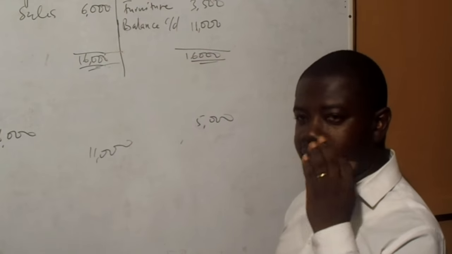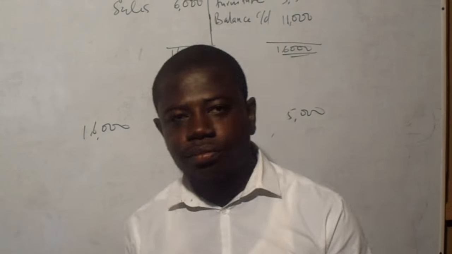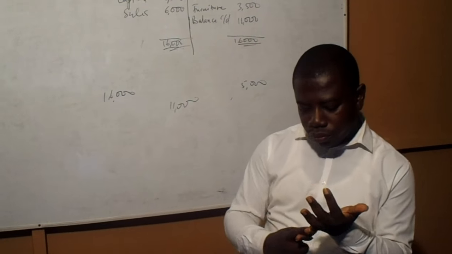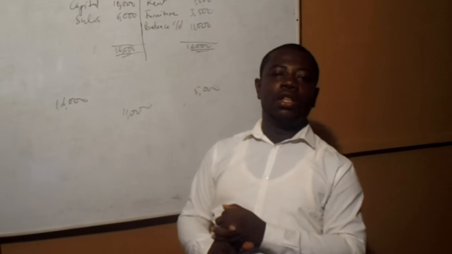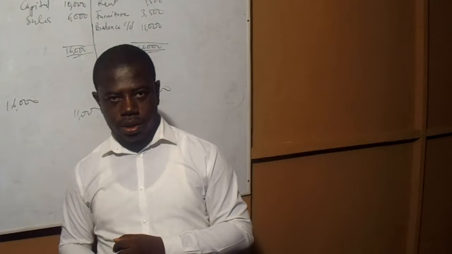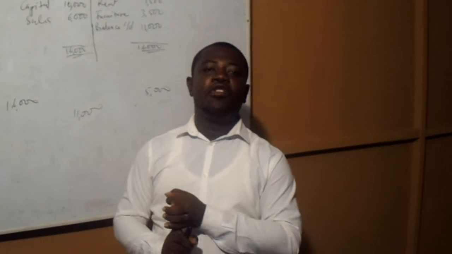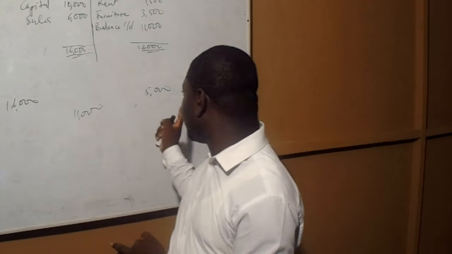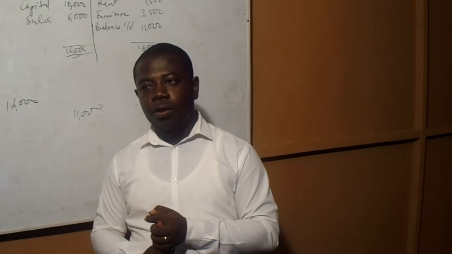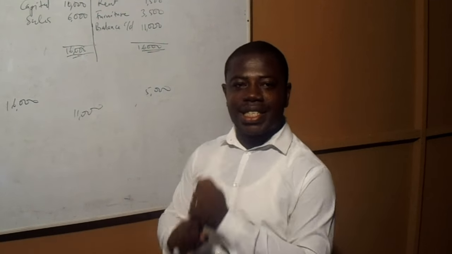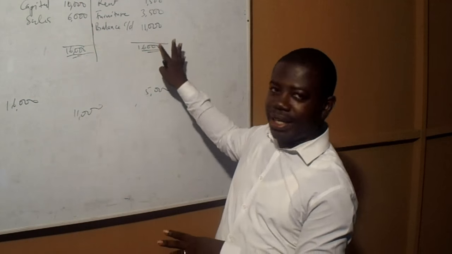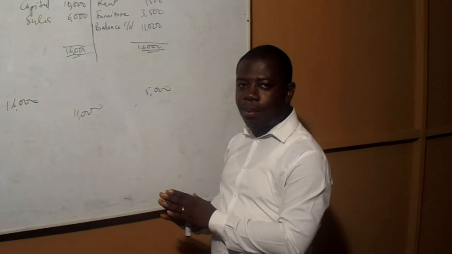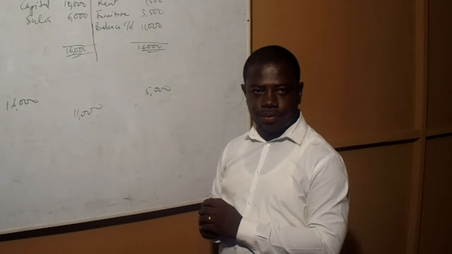So when you want to balance an account, there are 6 steps. 1, ascertain the total of the debit entries. 2, ascertain the total of the credit entries. Then 3, you find the difference between the debit total and the credit total. That is what I just did. And then 4, you put the difference on the side with a smaller amount. Like I did, the credit side was with a smaller amount, and you call it balance carried down.